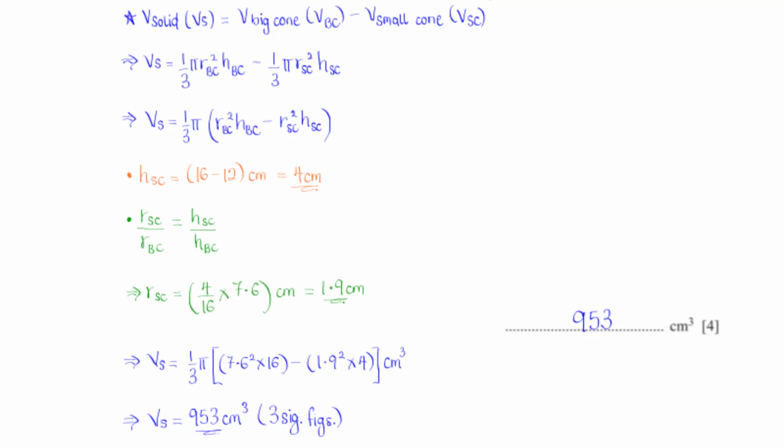So we come back to our equation for finding the volume of the solid and slot in the values of R B C, H B C, R S C, and H S C. And so that gives us 1 over 3 pi times 7.6 squared times 16 minus 1.9 squared times 4 centimeters cubed. When we type this into the calculator, we get the volume of the remaining solid as 953 centimeters cubed, correct to 3 significant figures.